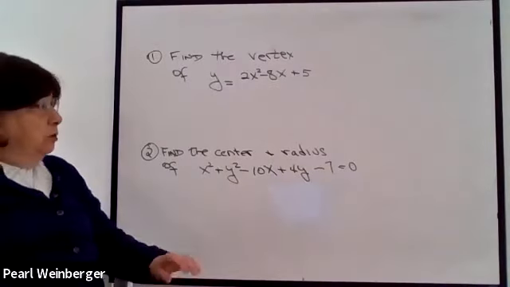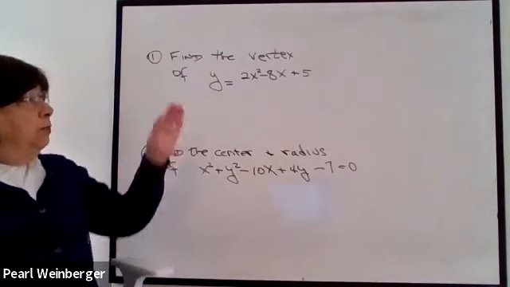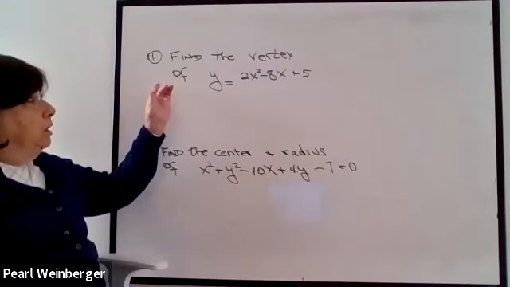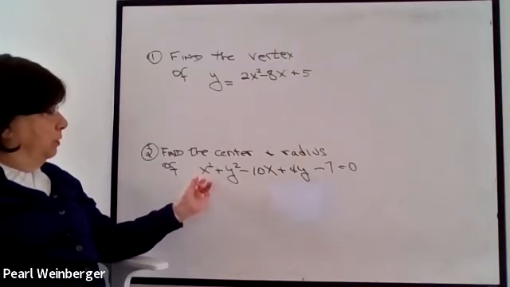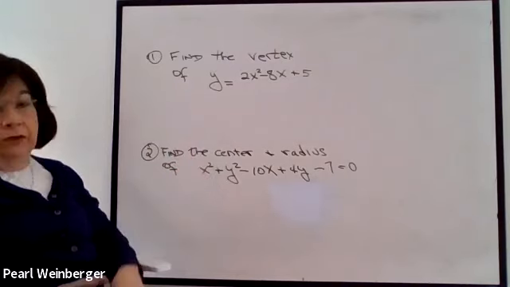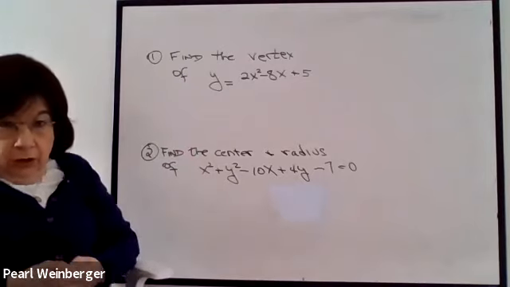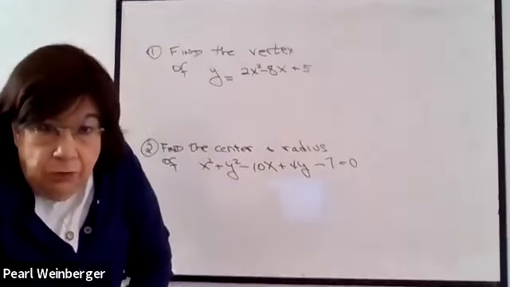Conic sections. So I'm giving you time. This is a parabola. It's asking you to find the vertex. This is the equation of a circle, and we want to find the center and radius of the circle. So a couple more minutes.